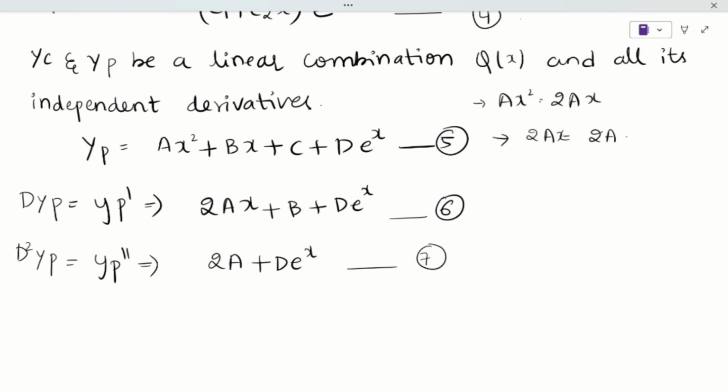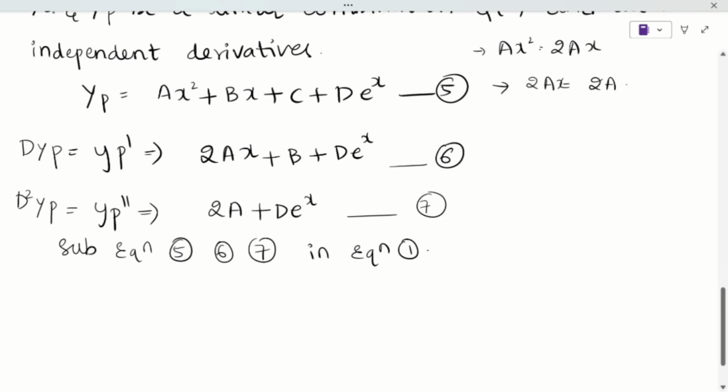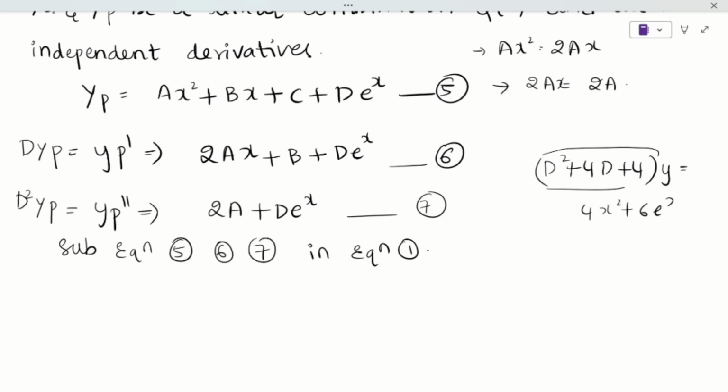Now, after this, we should substitute the values from equations 5, 6, 7 in equation 1. This is what we have found: yp, yp dash, yp double dash should be substituted in equation 1. Here I am writing the question. What is equation 1? The question we took as equation 1: (D square plus 4D plus 4) of y equal to 4x square plus 6e power x. This equation I am using.